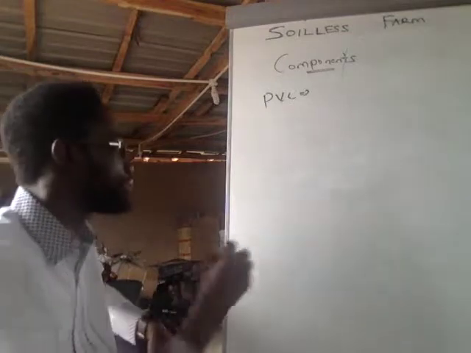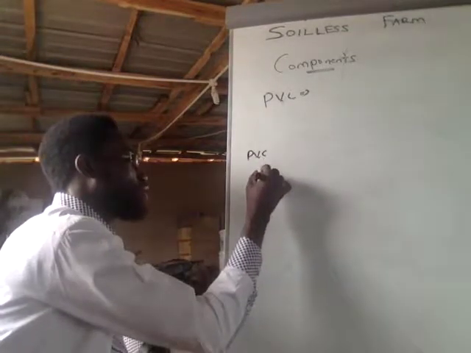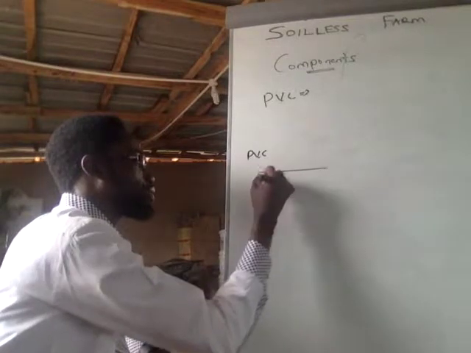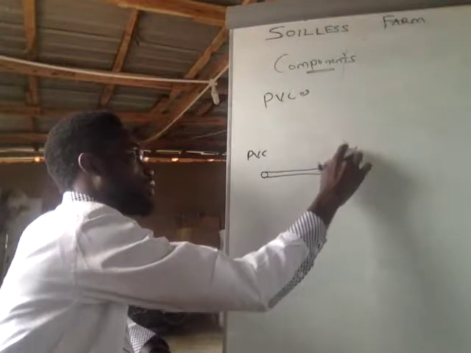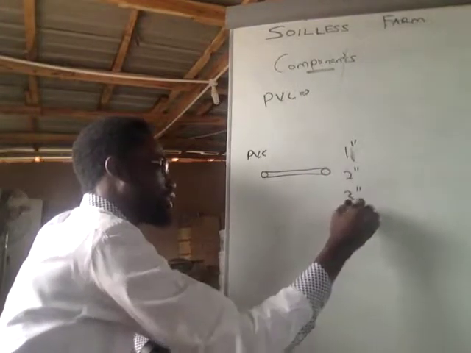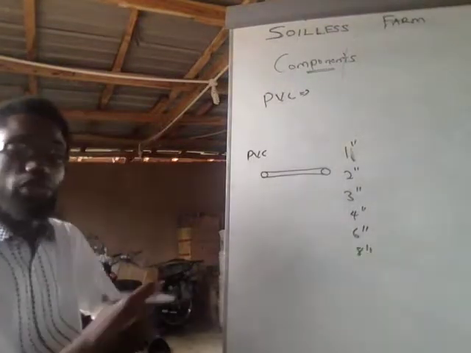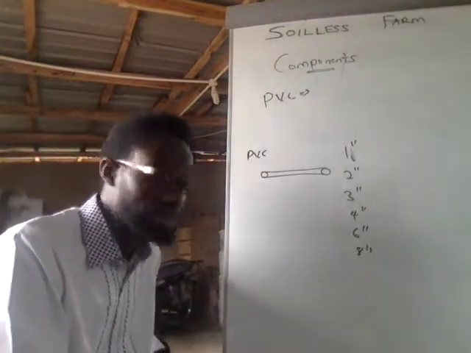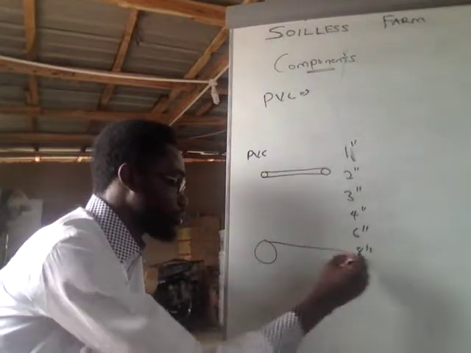Now when you look at your PVC pipes, they generally come in different sizes. So you hear something like 1 inch, 2 inches, 3 inches, 4 inches, 6 inches, 8 inches, and so on and so forth. So what do these things mean? You know your PVC pipe is a hollow structure like that.